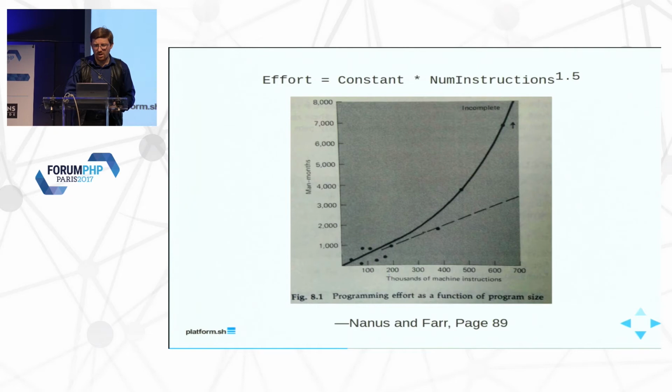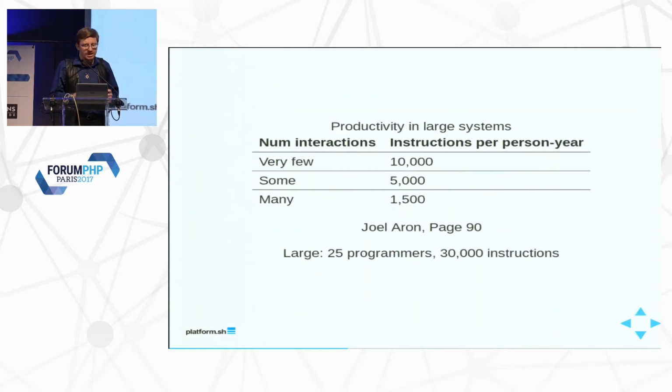What are we looking at in terms of hard numbers? So again, from the early 70s, a study by Joel Aaron found that a person could produce about 10,000 instructions per year if there were very, very few interactions with other people. All the way up to lots of interaction, it goes down by almost an order of magnitude. And in this case, large systems, we're talking a team of 25 people and 30,000 instructions. Who here's on a development team with more than 25 people? I'm impressed, one person. There's a natural limit to the number of people you can put on a team.